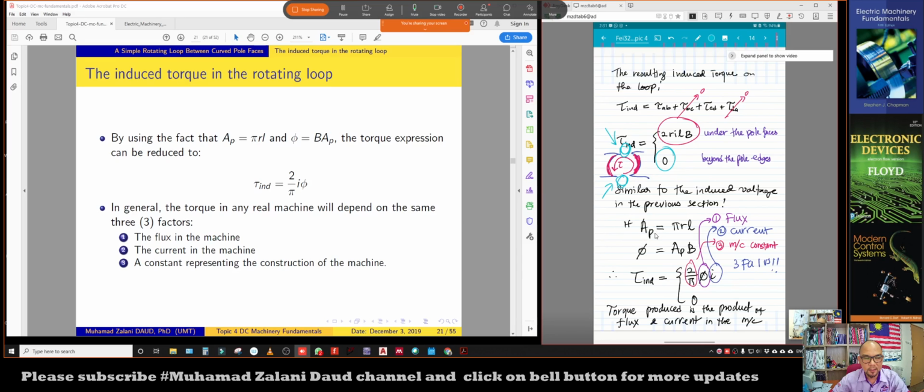We substitute the value of AP, similar to the discussion when we covered the voltage induced. For the torque induced we use the same method: we define AP as pi r L, which is the area under the pole, and we define phi as AP times B. Then we get the torque induced by substituting AP and phi.